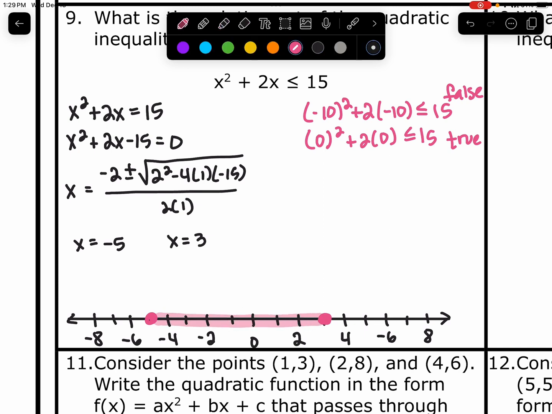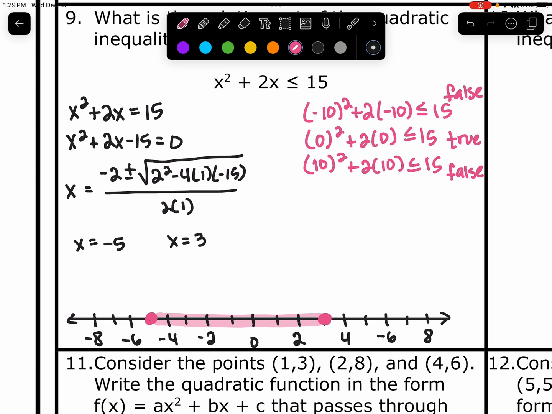And then last but not least, we have something greater than 3. I'll just use 10. All right, so 100 plus 20 is 120. That's not less than 15, so that's false. So don't shade that area there. All right, so there you go.